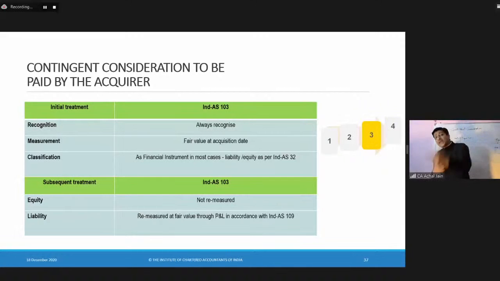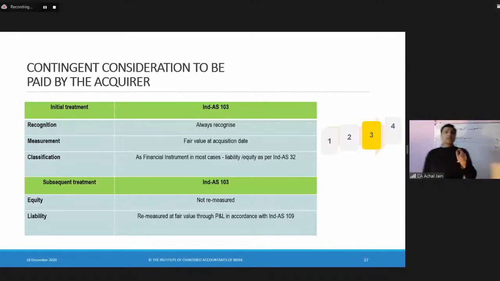Buyer may have to pay some cash in future. If he has to pay cash in future, what will it become? Financial liability today. But if the buyer has to issue equity shares in future only, meaning he will not pay cash, he has to issue equity shares in future, then what will it become? It will become equity and not a financial liability.